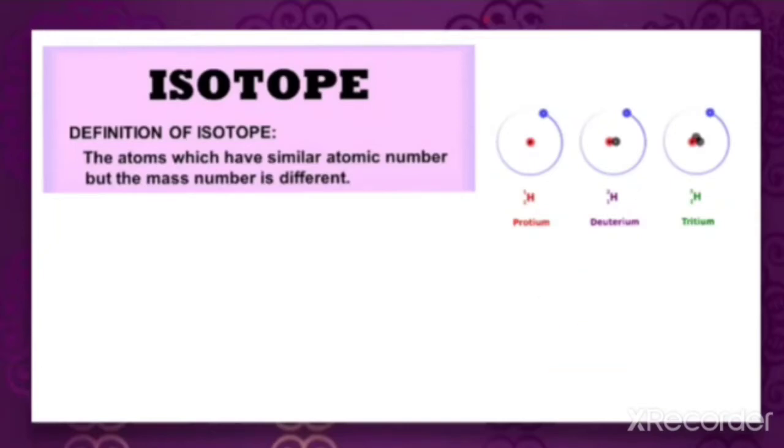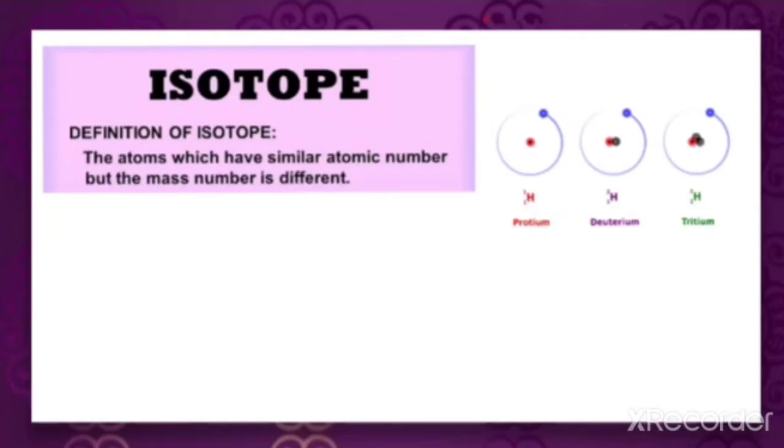But what is the similarity here? The similarity is that these are all hydrogen atoms, but they have different mass numbers: 1 in protium, 2 in deuterium and 3 in tritium. That means these are atoms of the same element, hydrogen, but they differ in mass number. So these are the isotopes of hydrogen.